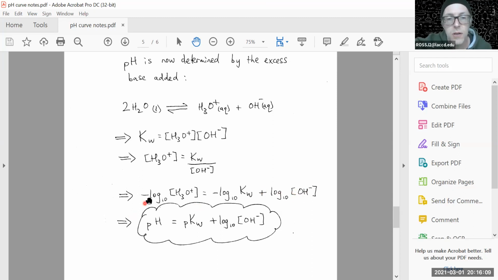And then we just relabel anything that's negative log base 10 as P. So negative log base 10 hydronium just becomes pH. Negative log base 10 Kw becomes pKw. And then we just leave our log base 10 OH as log base 10 OH. So that's our final equation for part D.